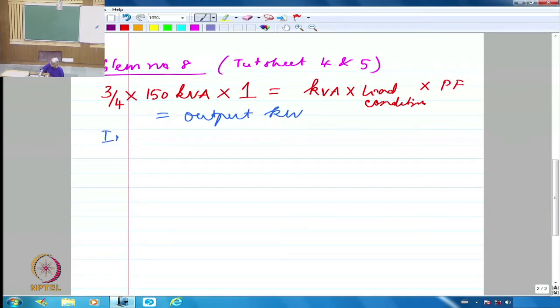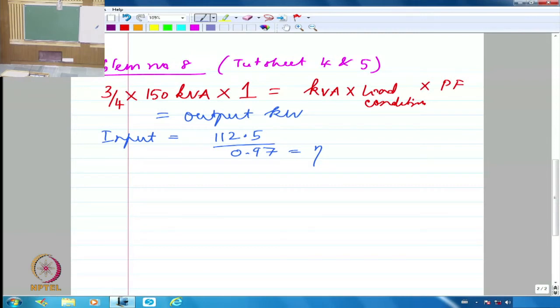So input will be, 150 multiplied by 0.75 is how much? Can any one of you tell me? I remember that as some 112.5 or something. That's what I remember from what I calculated. So it is 112.5 divided by 0.97, this is the efficiency. So this will be the input power. Whatever is the output divided by efficiency will give me the input power.